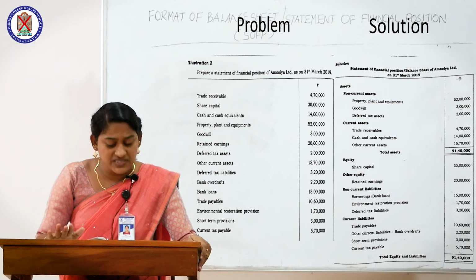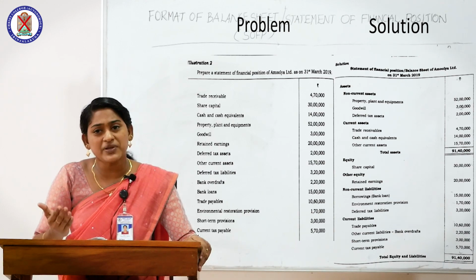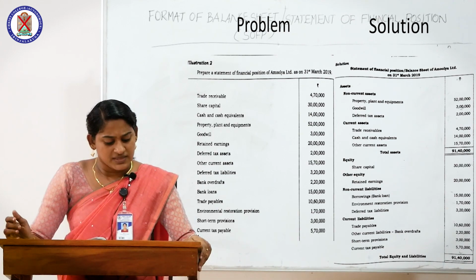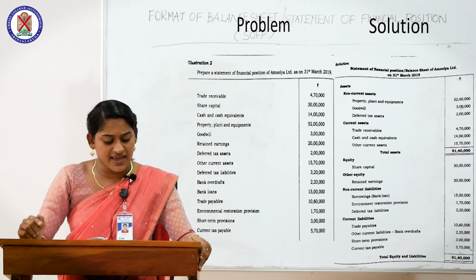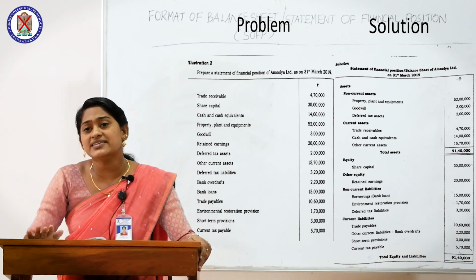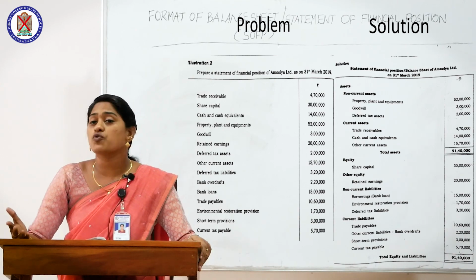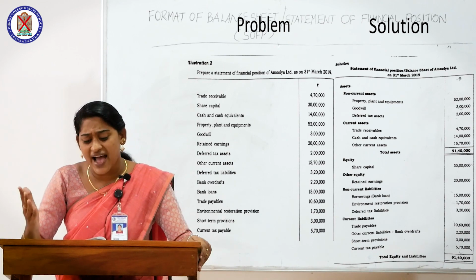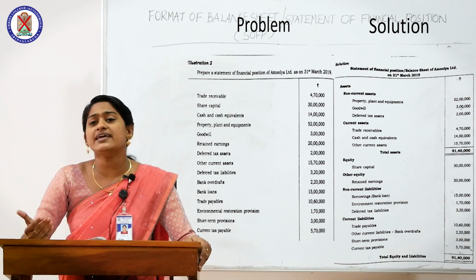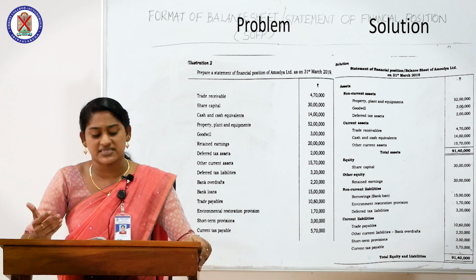Then the next item is share capital amounting to rupees 30 lakhs. Share capital is a liability which is placed under the head equity. Then the next one is cash and cash equivalents, which are under the head of current asset, so it should be placed under the current asset. Property, plant, equipment are of fixed nature. These are the first item in the non-current asset. Then goodwill. Goodwill is an intangible asset, so it should be placed under the non-current asset.